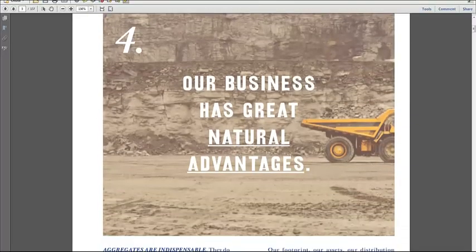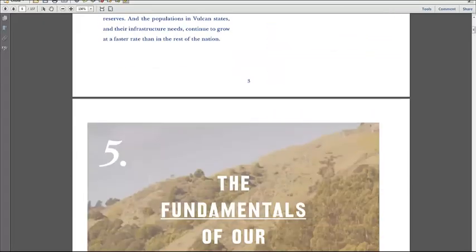Our business has great natural advantages. Now, as far as I can tell, this is a pun. So what the company's product is, as we'll see, are basically rocks and gravel. They are called aggregates, which of course are natural resources that you dig out of the ground and then sell. So we'll learn more about that as we go along, but a little pun that they slip in here.